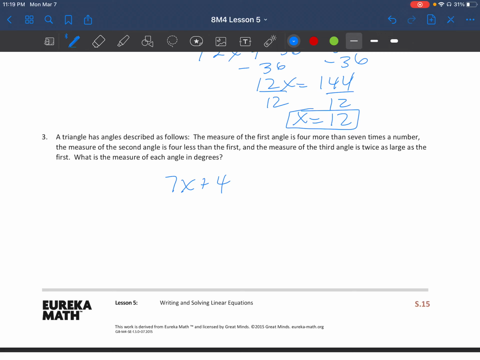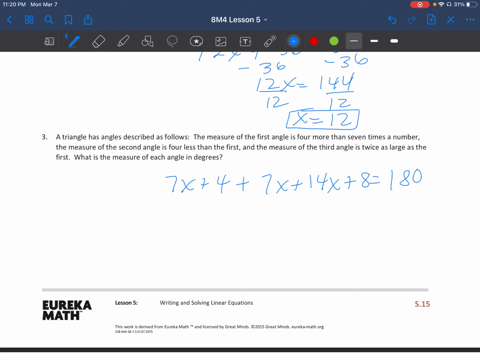is twice as large as the first. All right, so we've got 7x plus 4 plus 7x plus 14x plus 8, which is equal to 180.